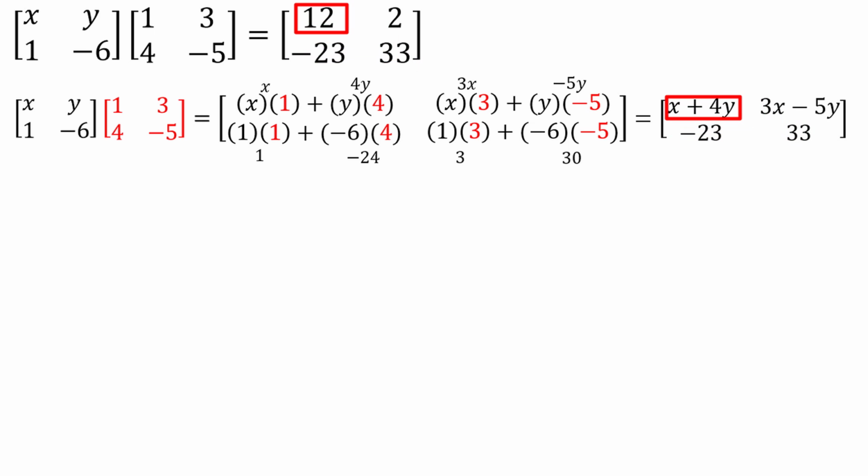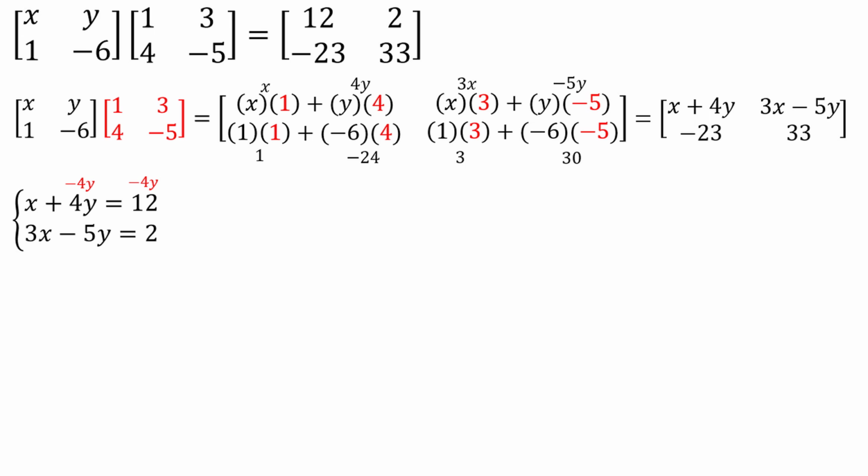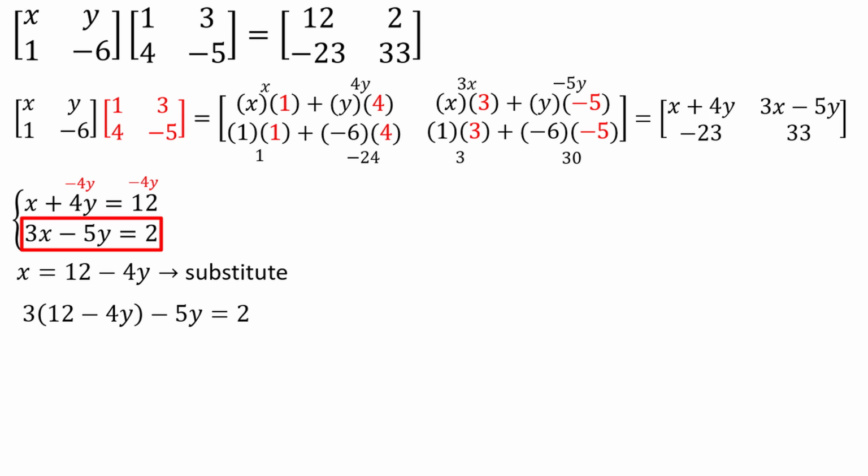Now, we know that x plus 4y must be equal to 12, and 3x minus 5y must be equal to 2. So we can set up a system, which is x plus 4y is equal to 12, and 3x minus 5y is equal to 2. Now we can use substitution or elimination to solve this. I'm going to use substitution. If I subtract 4y from the first equation, I have x is equal to 12 minus 4y. Now I can substitute this expression into the second equation. I have 3 times 12 minus 4y minus 5y is equal to 2.